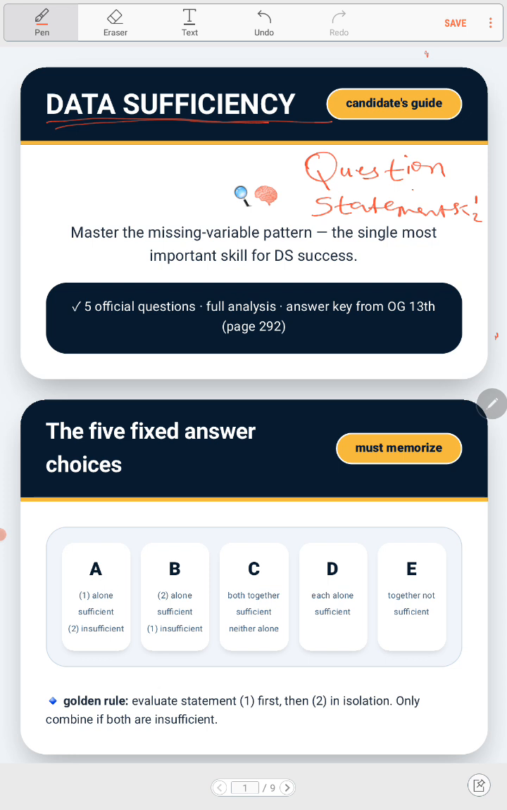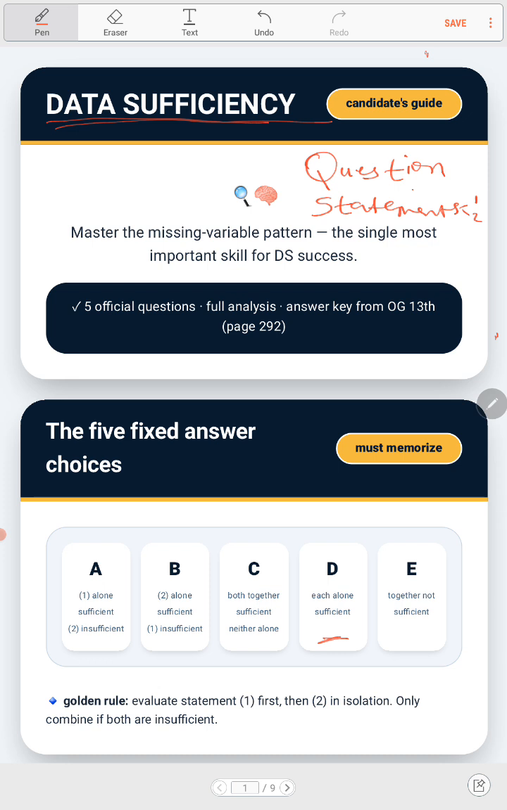A is correct if statement 1 alone is sufficient, but statement 2 is not. B is correct if statement 2 alone is sufficient, but statement 1 is not. When statement 1 and statement 2 are each sufficient on their own, then D is the answer. It is only when statement 1 and statement 2 are not sufficient on their own that you will consider option C and option E.